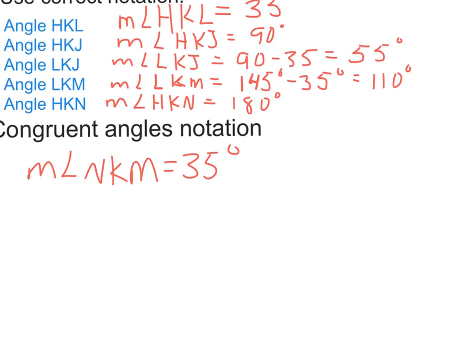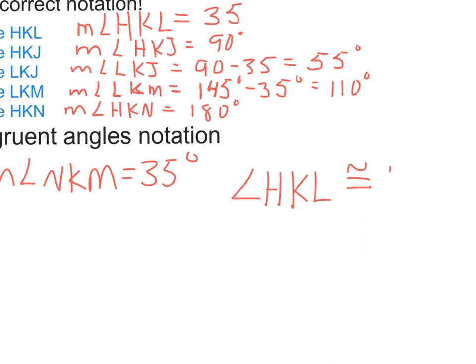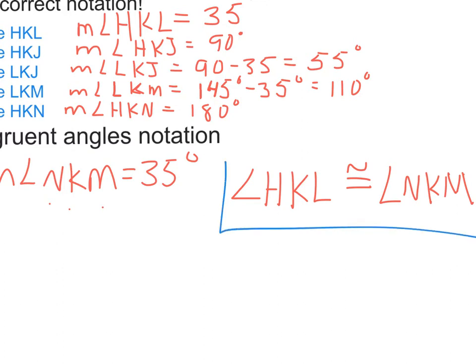So for congruent angles, we use the notation where we just state the name of the angles. Angle HKL is congruent to angle NKM. Notice when we're talking about congruence, we're not saying anything about the measures of the angles. The congruent symbol just means that the angles have the same measurement.